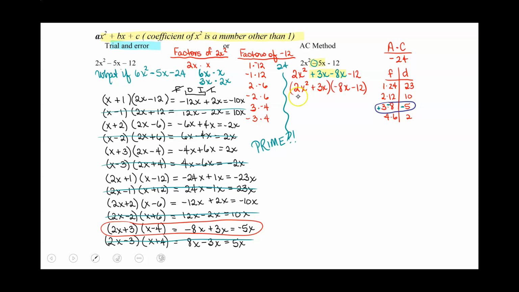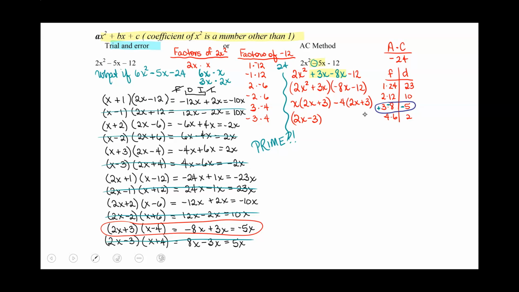I'm going to take out the greatest common factor of this first pair, so I could take out an x, and I would be left with 2x plus 3. Then I can take out the greatest common factor of the second pair, so I'm going to take out a negative 4, and I would be left with 2x plus 3. So I have two terms, and they each have a 2x plus 3 in common, so I'm going to take out that 2x plus 3.